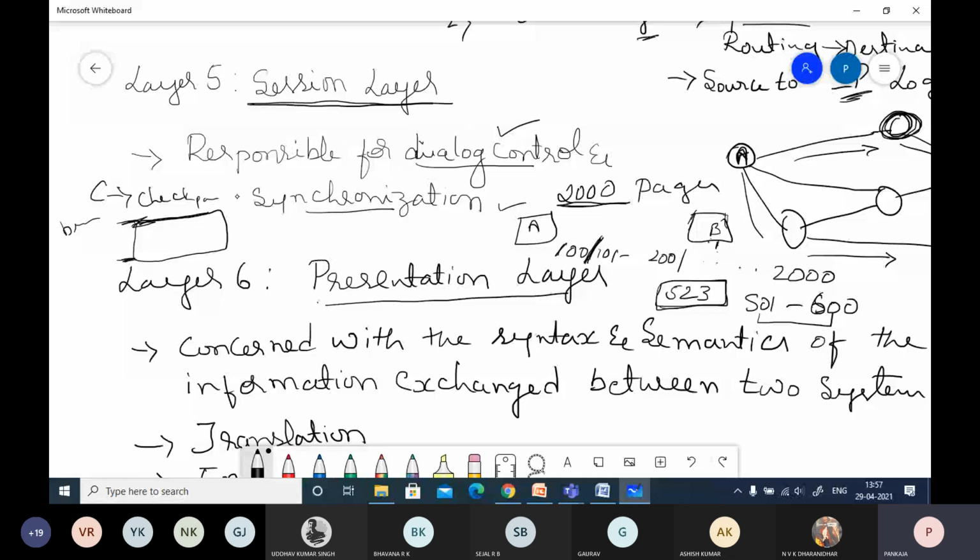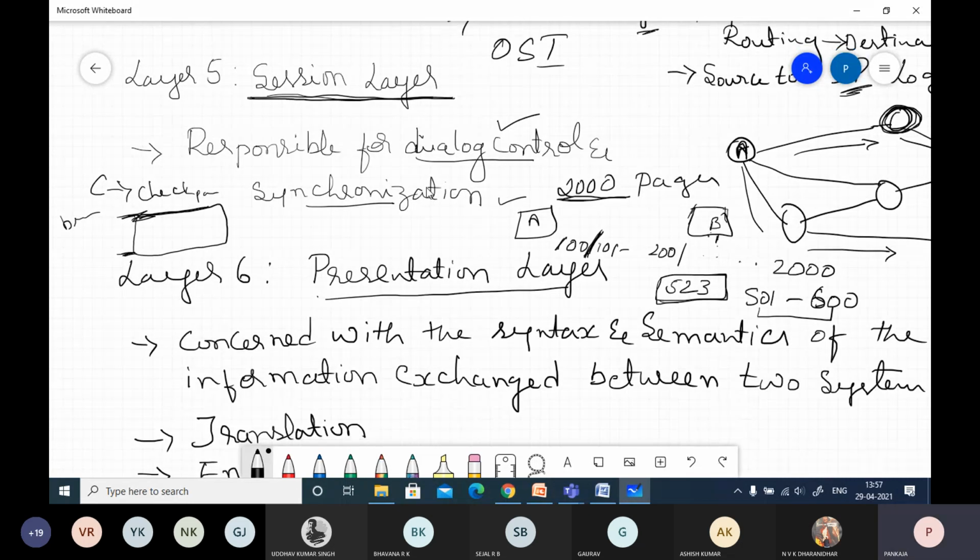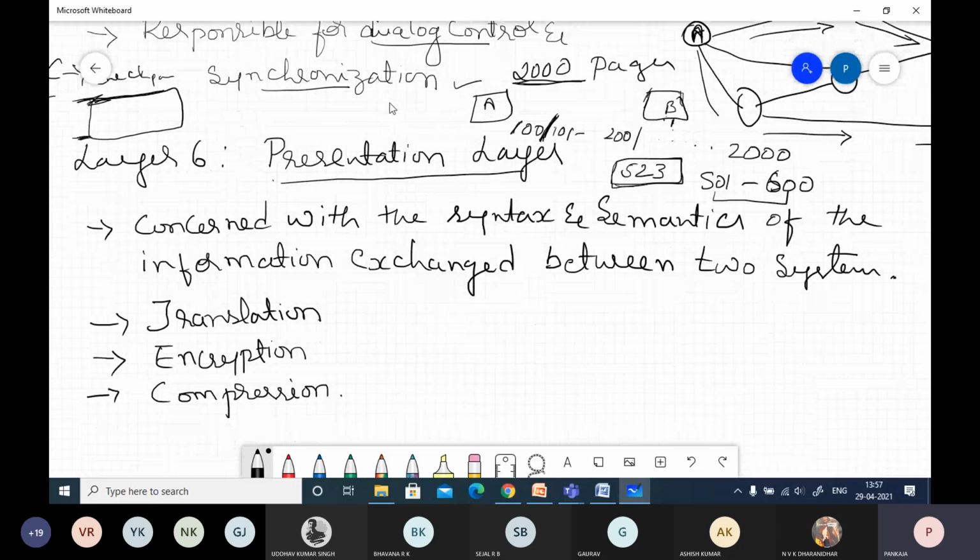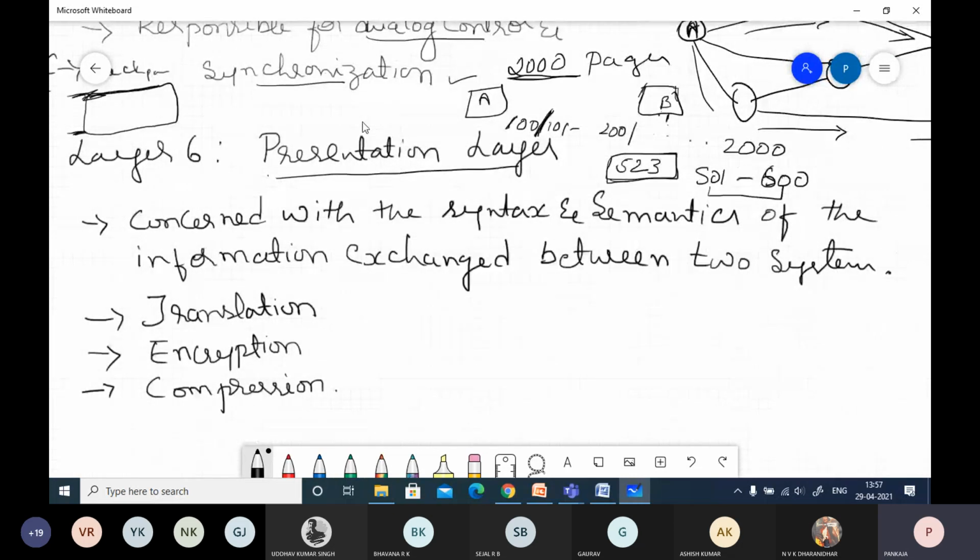Just remember, they have not given this in the 5th edition, but you should know it, because the OSI model is the standard model. Everybody should be aware of all the 7 layers. So next we'll move on to the presentation layer. The presentation layer is below the application layer and above the session layer.